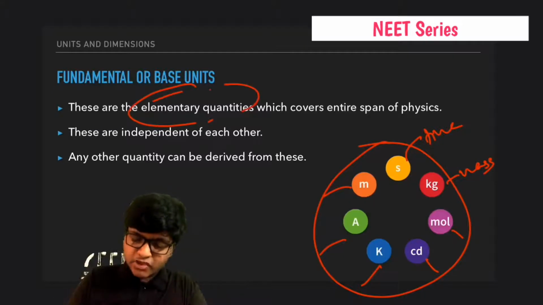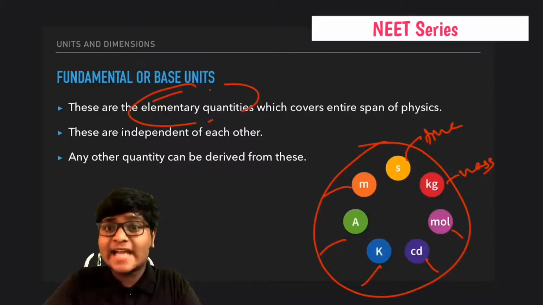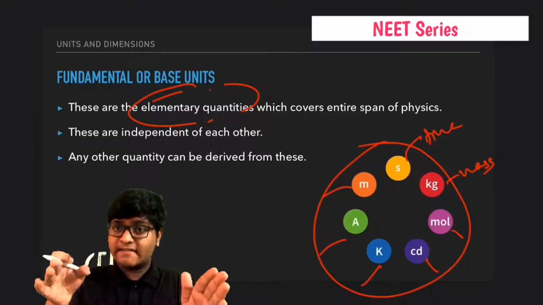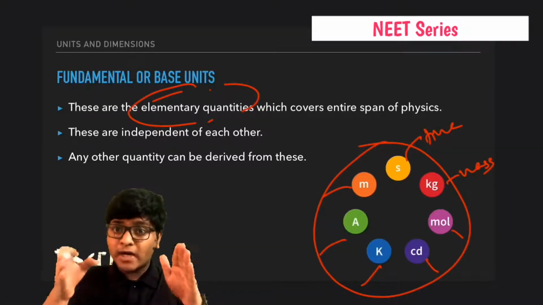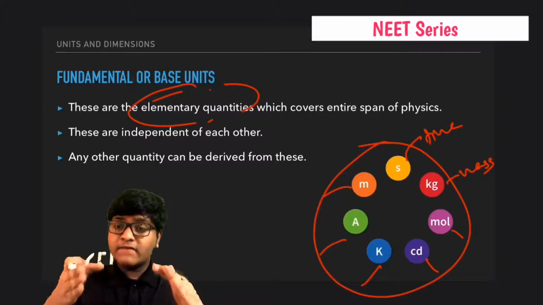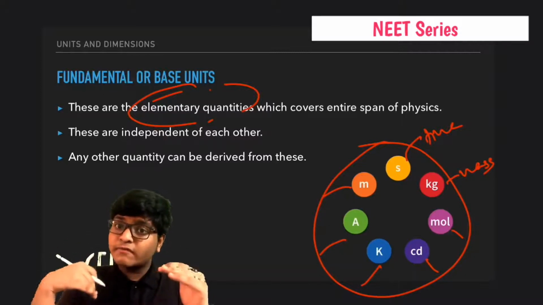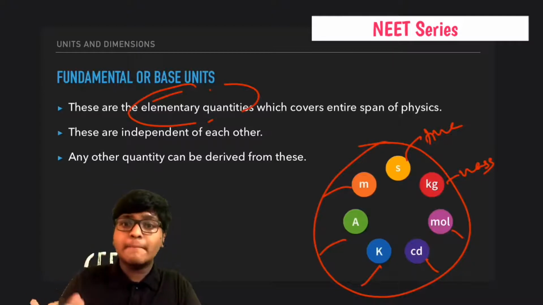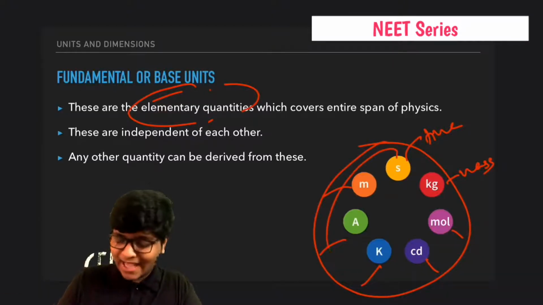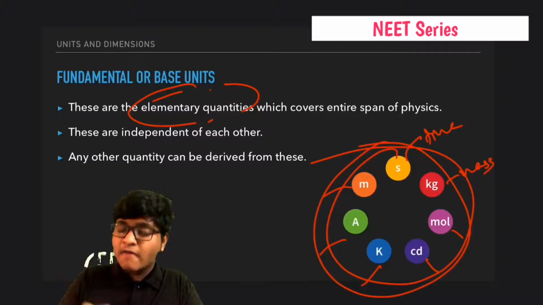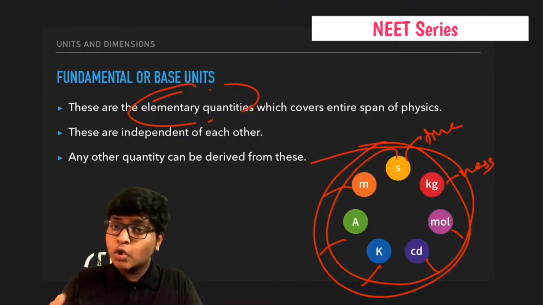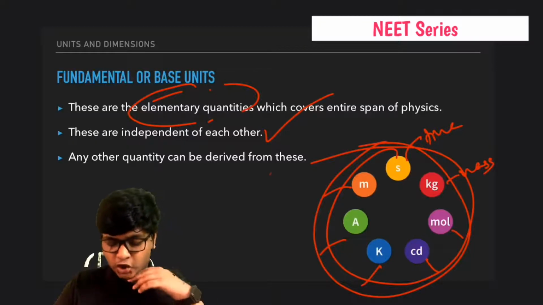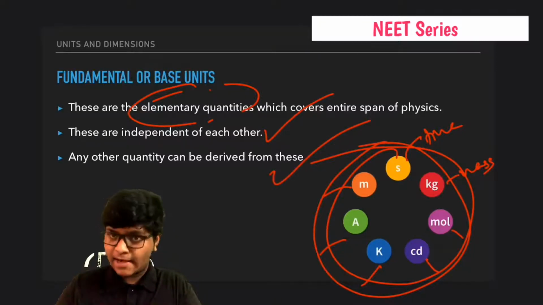These are the elementary quantities which cover the entire span of physics. There are only 1, 2, 3, 4, 5, 6, 7. There are only 7 fundamental physical quantities, whereas there are thousands of derived quantities which are derived from these fundamental or base quantities. These are very important terms. From these we can derive the derived physical quantities. These are independent of each other. Any other quantity can be derived from these.